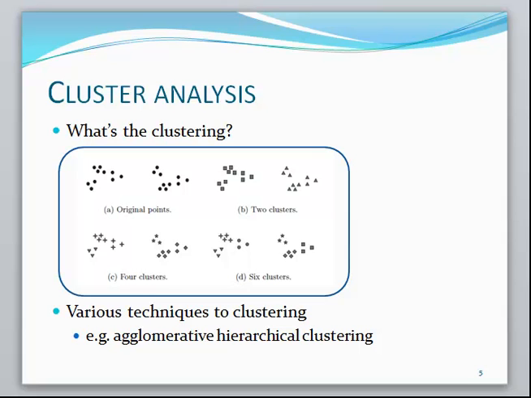There are various techniques to do classification. For example, the most common method is agglomerative hierarchy clustering. This approach refers to a collection of clustering techniques that produce a hierarchy clustering by starting with each point as a singleton cluster, and then repeatedly merging the two closest clusters until a single encompassing cluster remains.